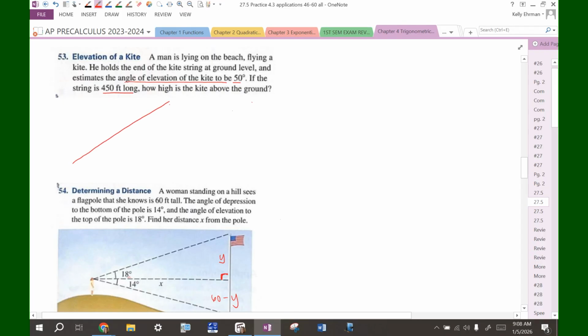All right, so right triangle. Somehow this guy is laying on the ground flying a kite. Maybe that's a thing you can do. I thought you had to run to get it going, but whatever.